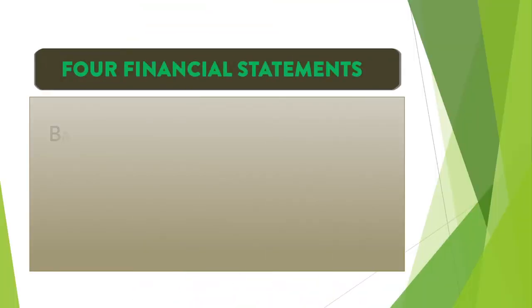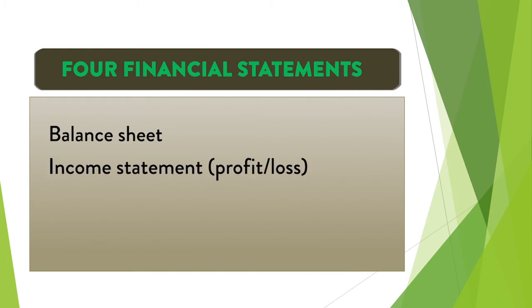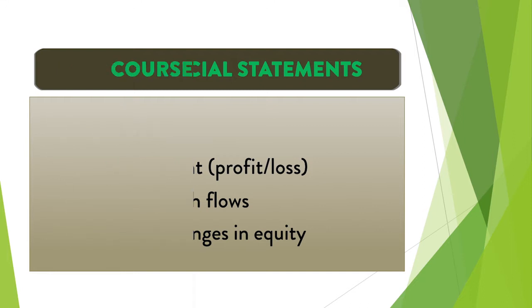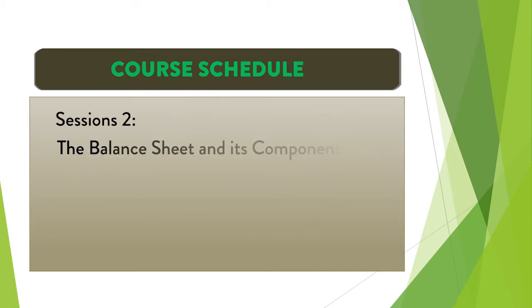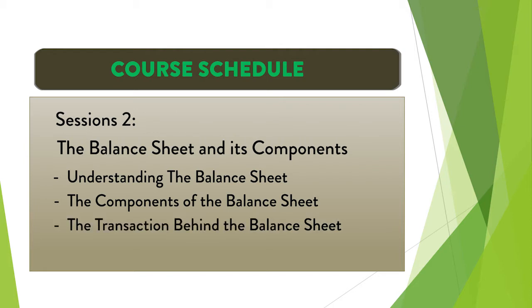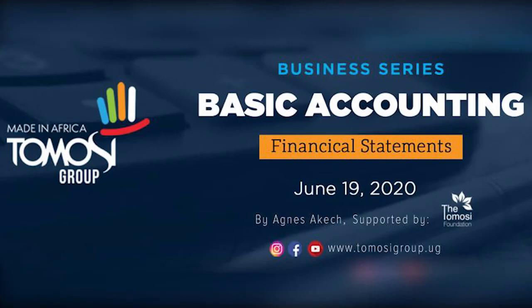We'll look at the balance sheet, income statements or profit and loss, statement of cash flows, and statement of changes in equity. These are the categories of financial statement. What are the financial statements, or in particular, what is the balance sheet and its components? This is what we are going to look at and understand: the components of the balance sheet, the transactions behind the balance sheet, and what accounting equation is found in the balance sheet.